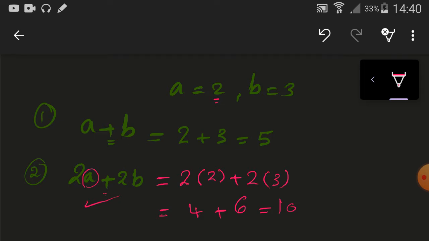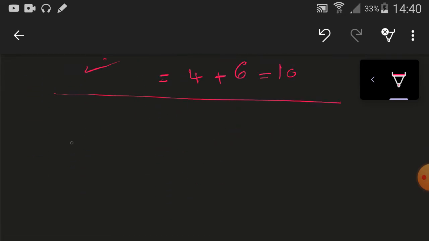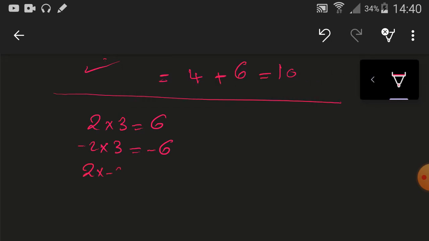And so on. You can find different expressions and different values of a and b. But before we go to different examples, I need to remind you of operations on integers. For example, 2 multiplied by 3 equals 6. Negative 2 multiplied by 3 equals negative 6. Negative 2 multiplied by negative 3. Or before we do this, I like another pattern. 2 multiplied by negative 3 is negative 6. Then negative 2 multiplied by negative 3 is 6.